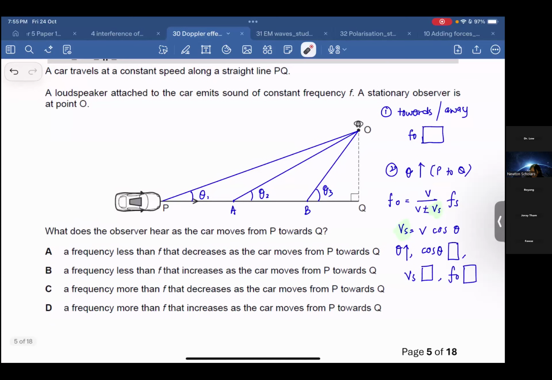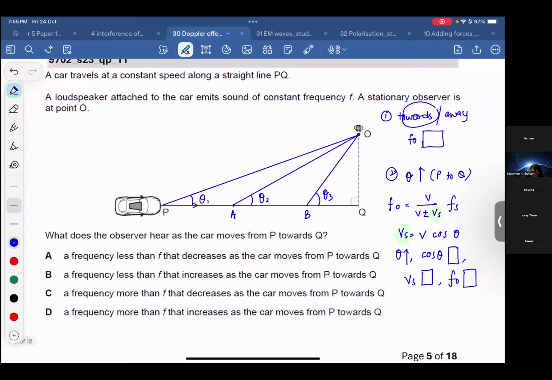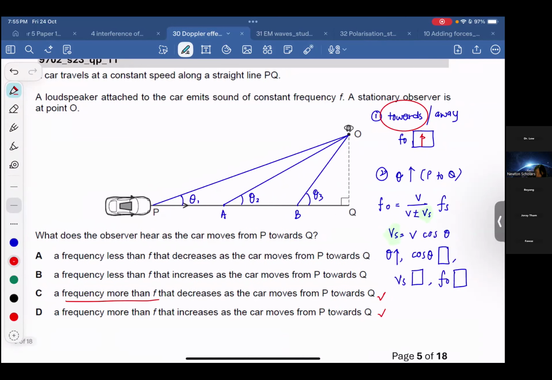Okay, dear, here. First question, P to Q actually is towards. So if towards, frequency should be increased. So your answer should be C or D. It should be more than F. But then from point P to point Q, should the frequency increase or decrease? Although it is more than F, will this value increase or decrease?